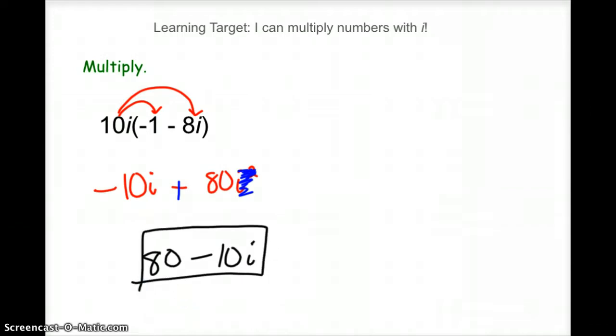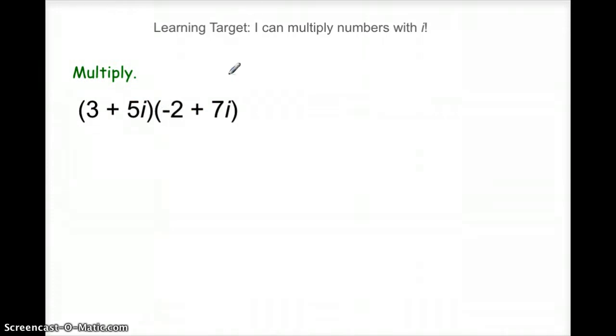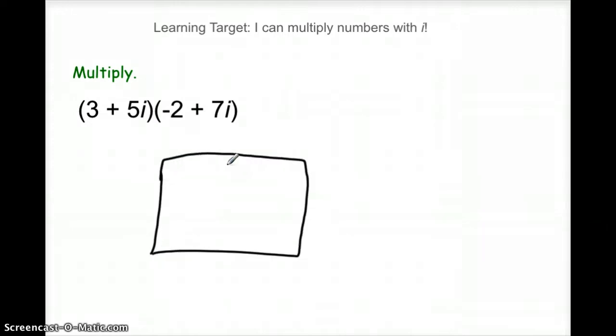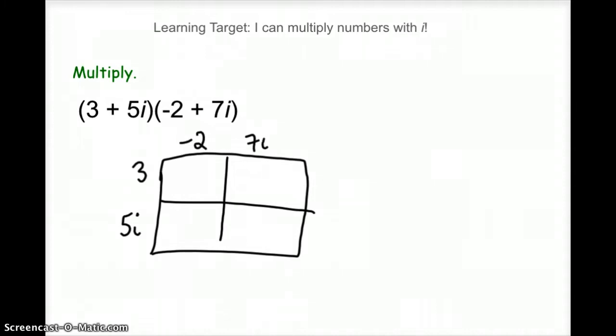Nice. All right, let's kick it up a notch. Ooh, I'm supposed to FOIL these guys. Yikes. So if you have your own way of FOILing, that's cool. Arrows, or you write out FOIL, whatever. A lot of you seem to like the box when we did the radicals, so we can still use the box with these guys. And here's how it works. 3, 5i, negative 2, 7i.